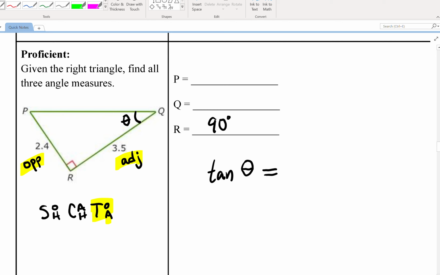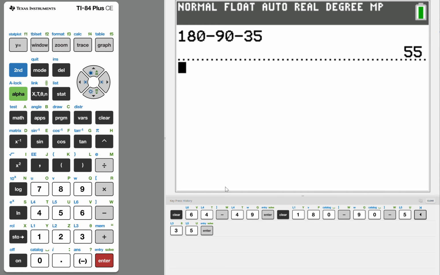So I'm going to put the tangent of theta, and that'd be O over A. The opposite side is 2.4, and the adjacent side is 3.5. So I can write that. Now, I want to know what the angle theta is. What is this theta? What's the angle Q? And so there is an inverse of the tangent on the calculator. It looks like this little tangent.